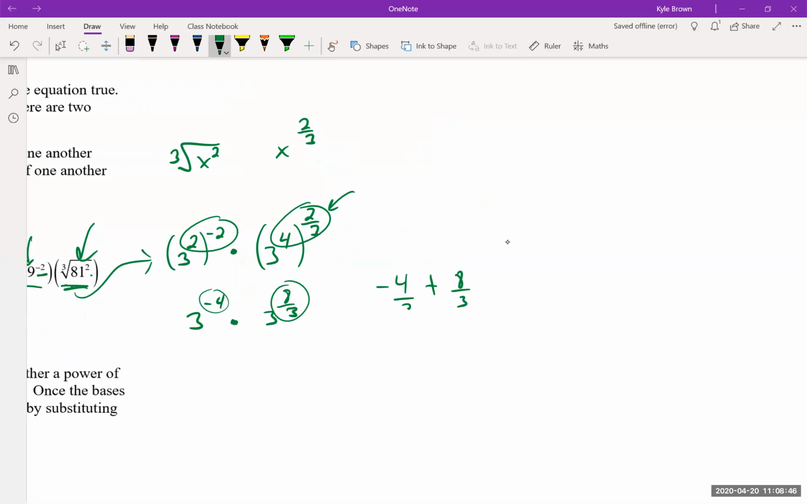I'm going to multiply both sides by 3 here. So that's the same thing as negative 12 over 3 plus 8 over 3, which is equal to negative 4 over 3. Okay, so that was just adding those exponents. So that's what this is, right? This would be 3 to the power of negative 4 over 3. Okay, so that's the idea there.